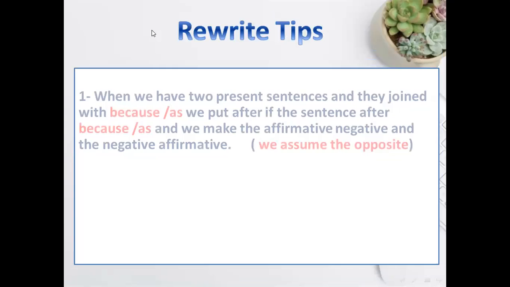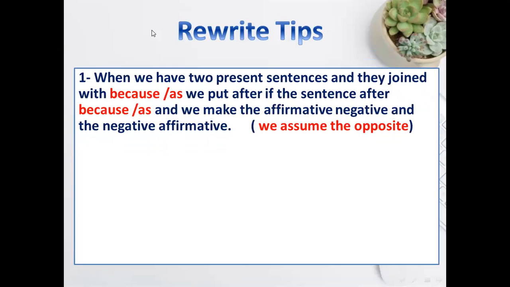Here are the tips. Number one, when we have two present sentences, I want you to focus on the present simple. When we have two present sentences and they are joined with because or as or anything else, or they don't join, we put after if the sentence after because or as, and we make the affirmative negative. We assume the opposite. We make the affirmative negative and the negative affirmative. Okay, we assume the opposite.